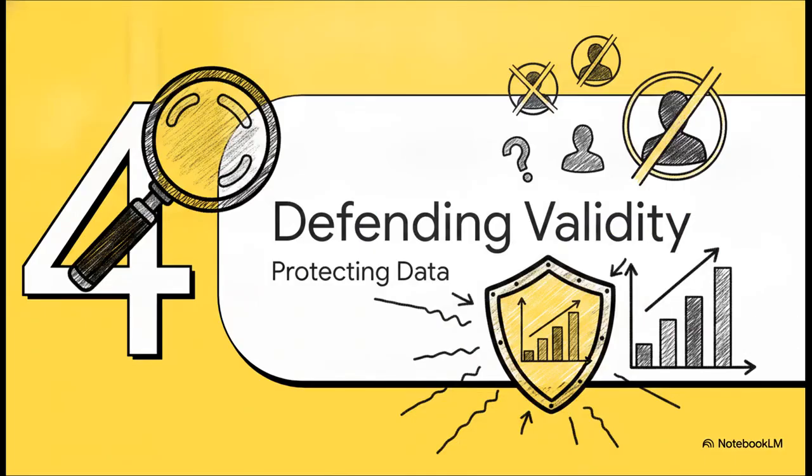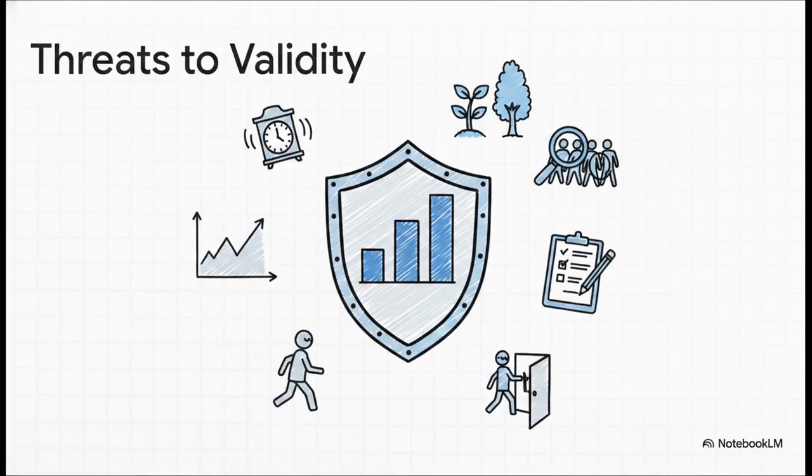Next up, part 4, defending against validity threats. Okay, so once we have our data, our job isn't done. We have to fiercely defend it against threats to validity. Basically, alternative suspects that might have caused the cure. For instance, did a patient's sleep improve because of your therapy, or just because the weather cooled down?